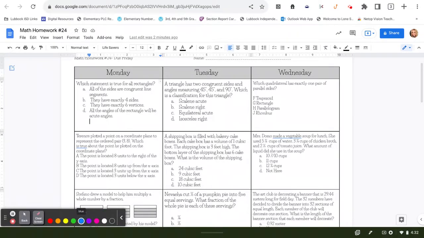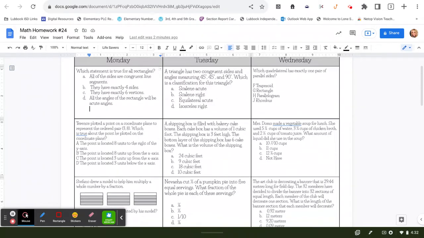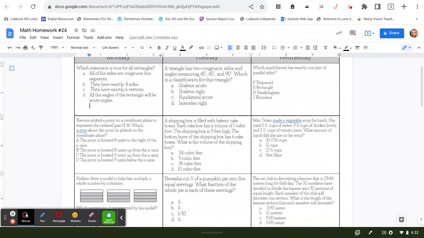Okay, for Monday, wanted to scroll just a little bit. So this first question is what we were working on in small group today. It says which statement is true for all rectangles. So the first thing I'm going to do is draw a rectangle. And then, I'm going to read through each statement and see which one is true.